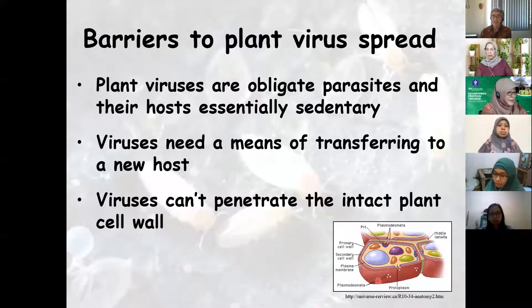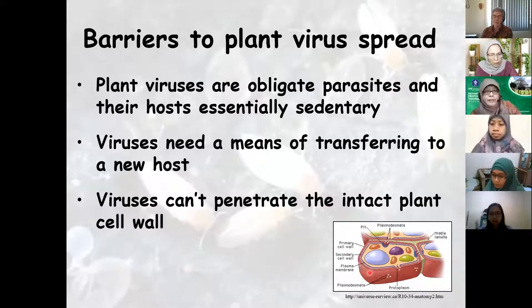Viruses have an additional problem in plants in that they can't directly penetrate the plant cell because the plant has a cell wall, a very hard cell wall around the cell. So the virus has to break through the cell wall and get into the internal parts of the cell to cause an infection. And vectors are one very good way of doing that.